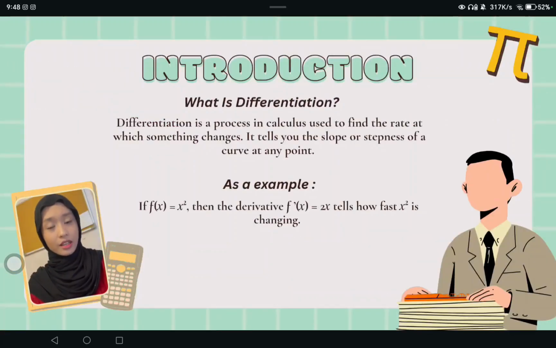What is differentiation? Differentiation is a process in calculus used to find the rate at which something changes. It tells you the slope or steepness of a curve at any point. For example, if f(x) equals x squared, then the derivative f prime of x equals 2x, which tells how fast x squared is changing.